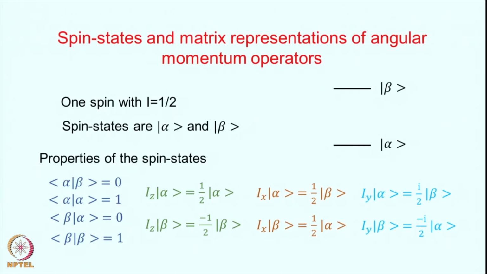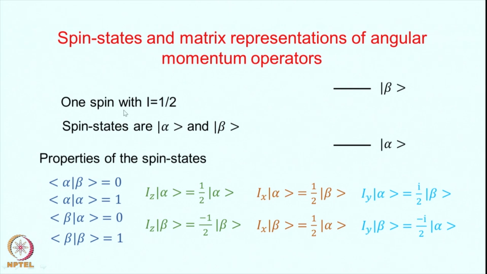Okay. Now let us do explicit calculations with regard to the angular momentum operators. We said the density matrix is very intimately connected with the angular momentum operator Iz, and we will also deal with other angular momentum operators in due course, and therefore it is important to describe the spin states and the matrix representations of the angular momentum operators.